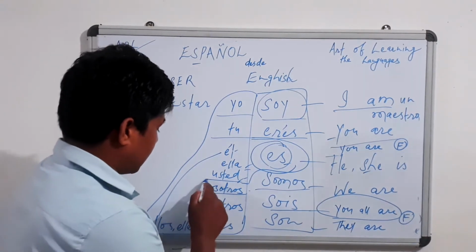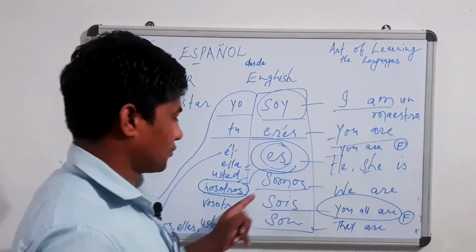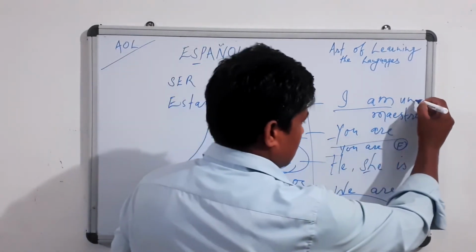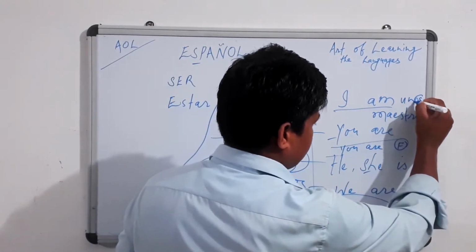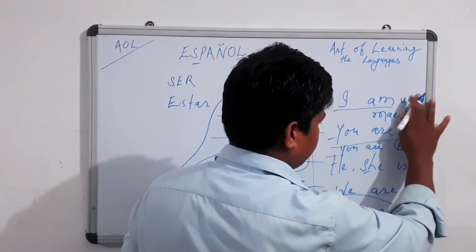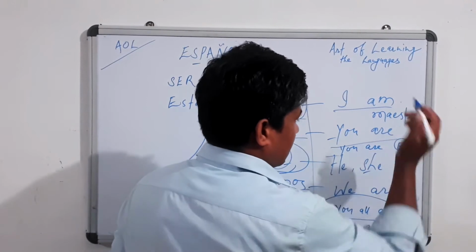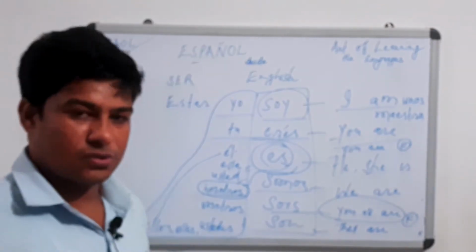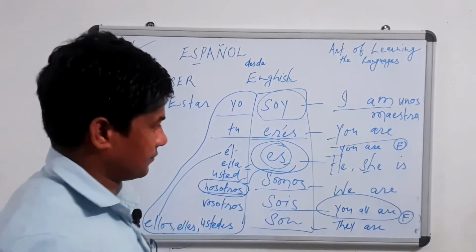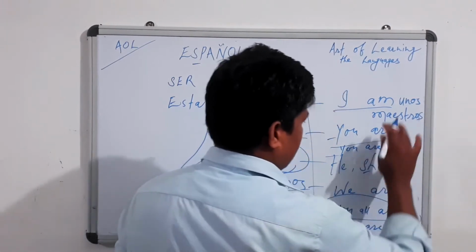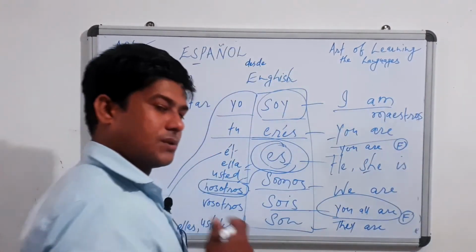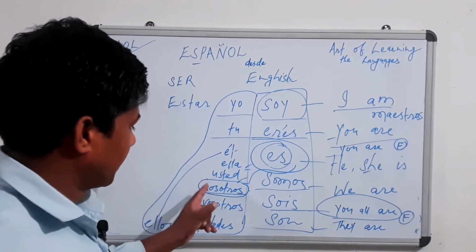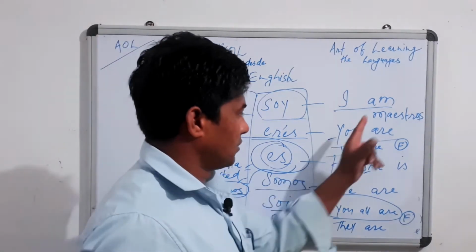Now nosotros means we, and nosotros somos means we are. Nosotros somos unos. This nosotros is plural, so we have to use this one. Nosotros somos maestros. You can also use just the plural if you don't want to use unos, because uno describes the one or ones. So we can say just nosotros somos maestros.